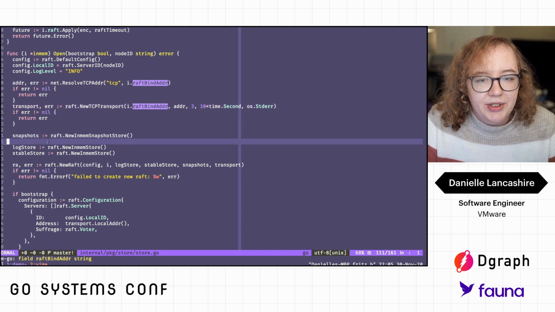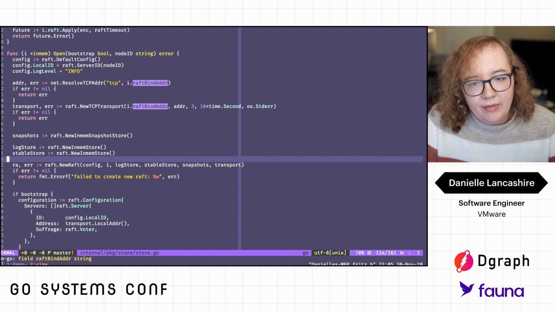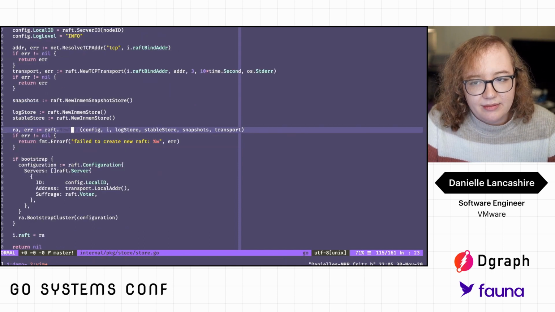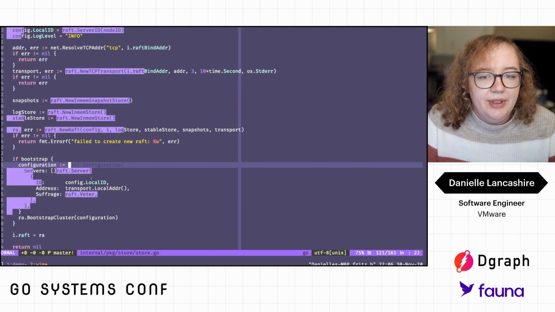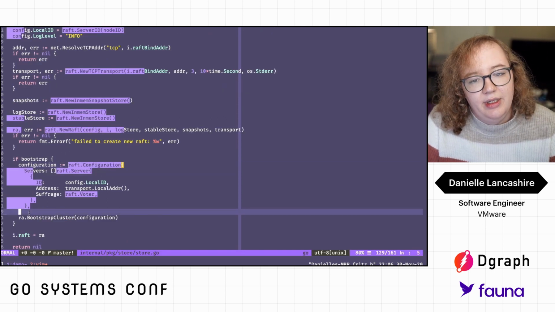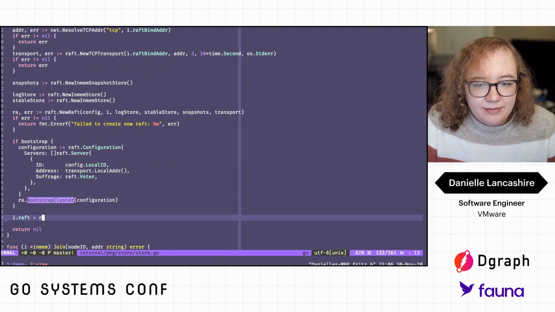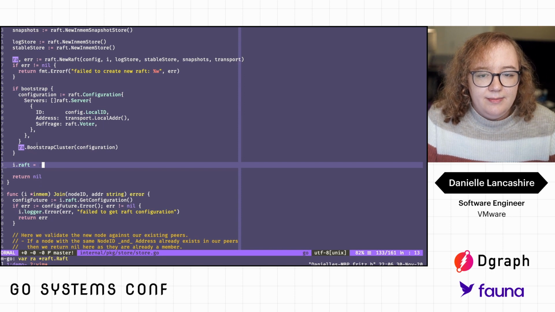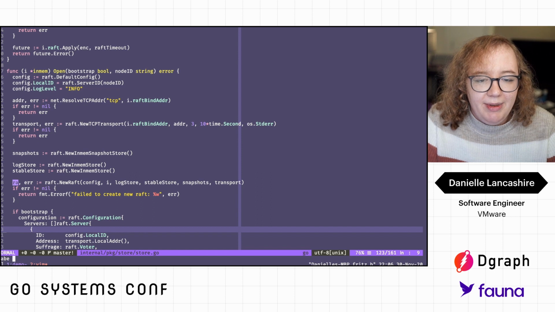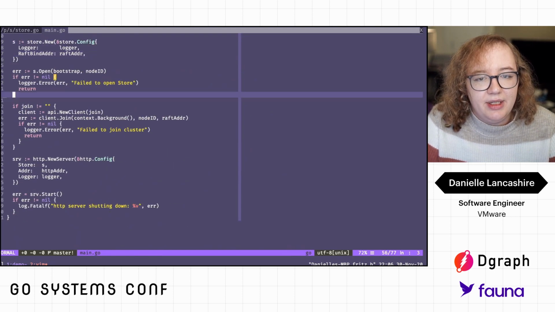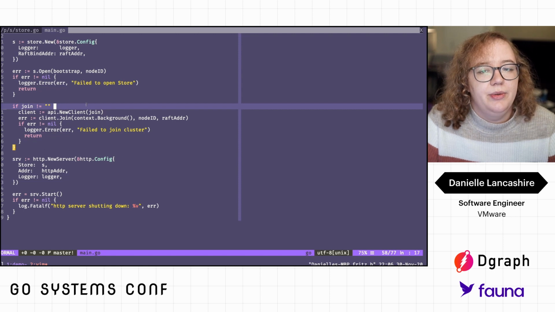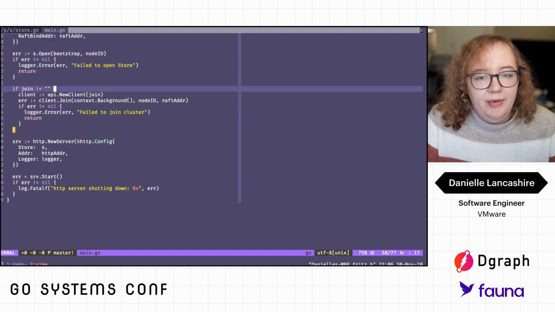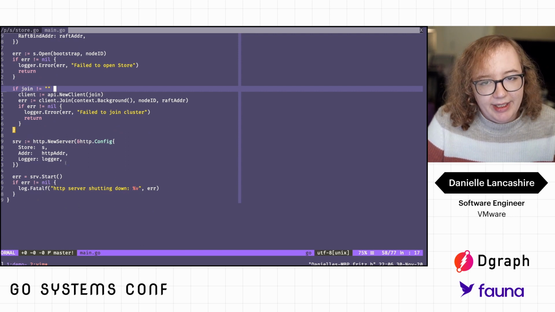Then we create some storage for both the incoming logs and the stable state, and we create a new instance of the Raft library. If we're bootstrapping the cluster, then we also initialize some configuration to ensure that the current server is a member of that cluster before telling it to bootstrap the cluster. Yeah, so then if we jump back over to main, after we start the cluster, if we are joining an existing cluster, we create a new client and request to join that cluster before setting up our own HTTP server and starting the application.